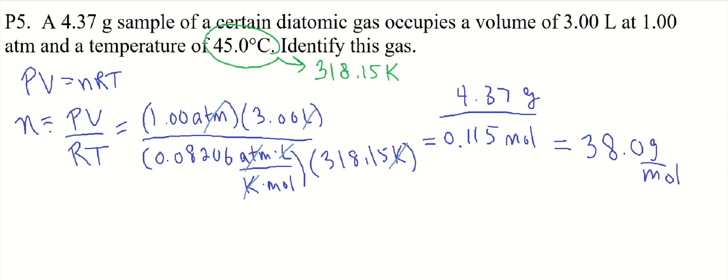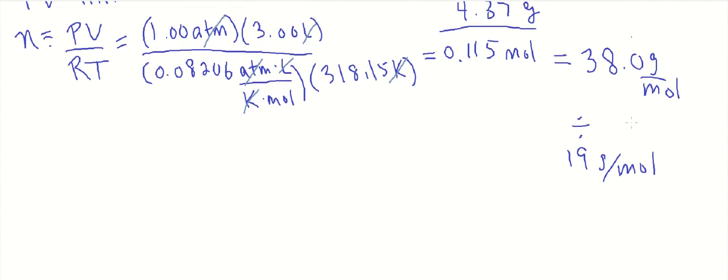We're not asked to find that molar mass. We are asked to identify this gas. Now, it can be many different gases with that molar mass, but it tells us it's a diatomic gas. So diatomic means there's 2 of them. If you divide that by 2, that's 19. So 19 grams per mole is the monatomic version. That would be fluorine. Fluorine has 9 protons and 10 neutrons. So F2 is the diatomic gas.